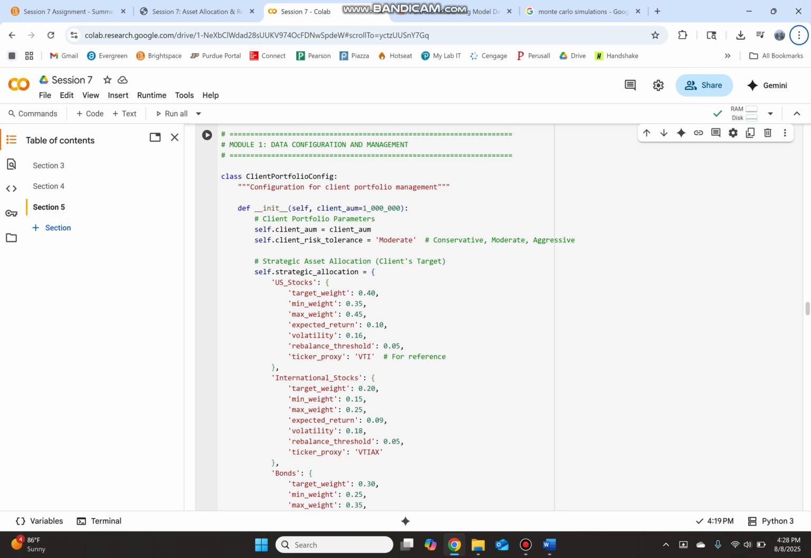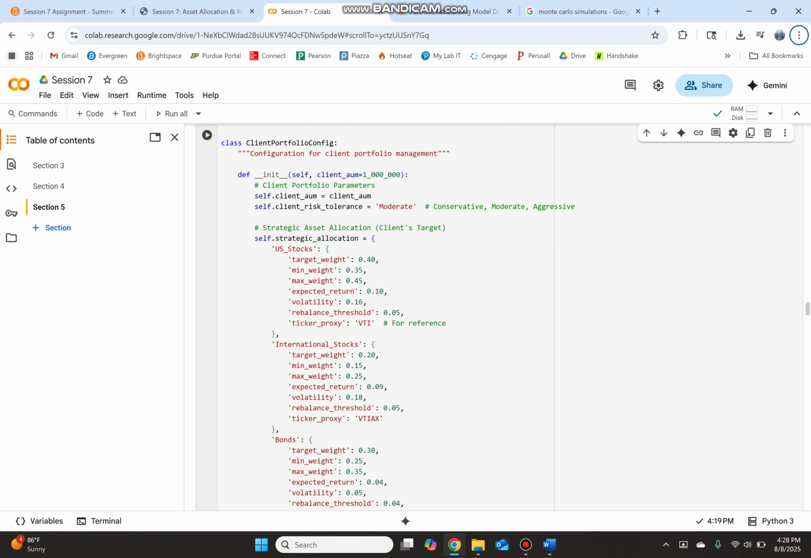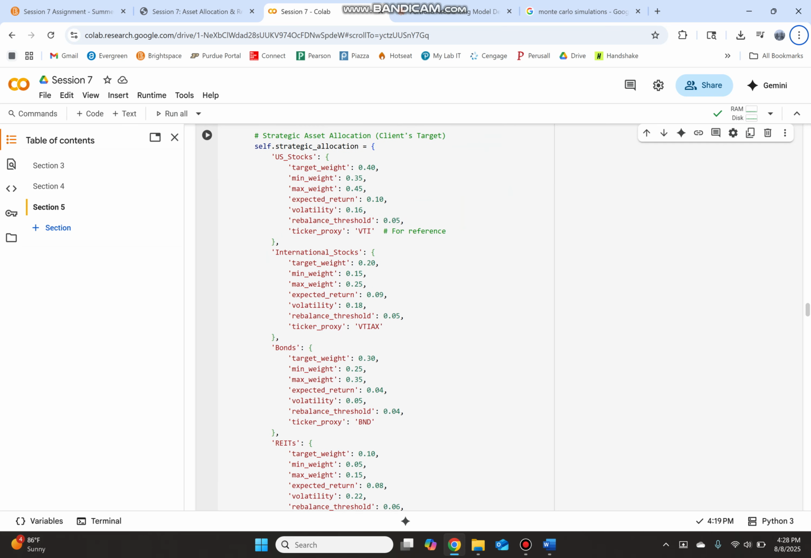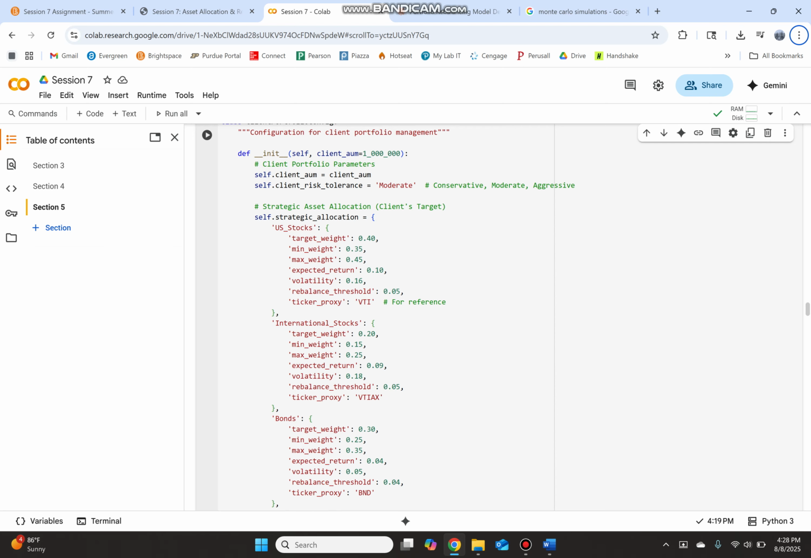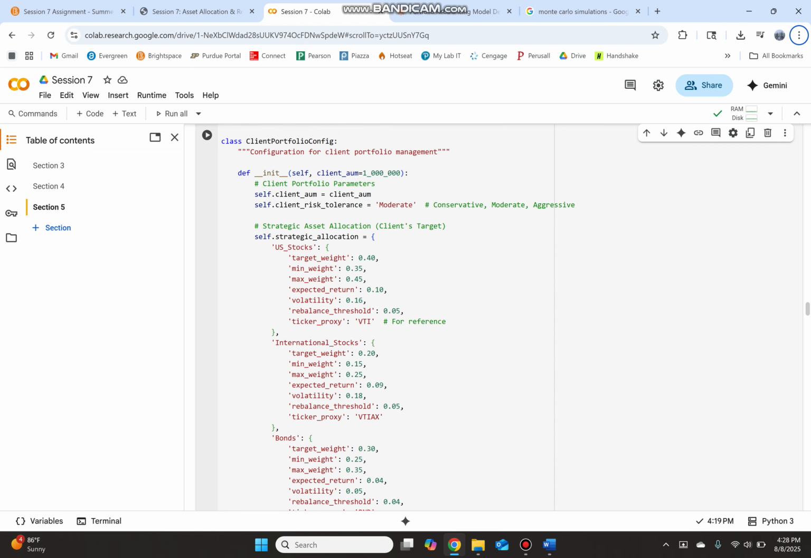First off is our data configuration. We have our 4 different asset classes: US stocks, international stocks, bonds, and real estate investment trust. Gives our basic metrics: our target weight, which was given to us, 40% obviously for US stocks; our min and max, which gives us our rebalance threshold of 5% in each direction, which is basically the max amount of drift that we can take for a certain asset class before we want to rebalance.